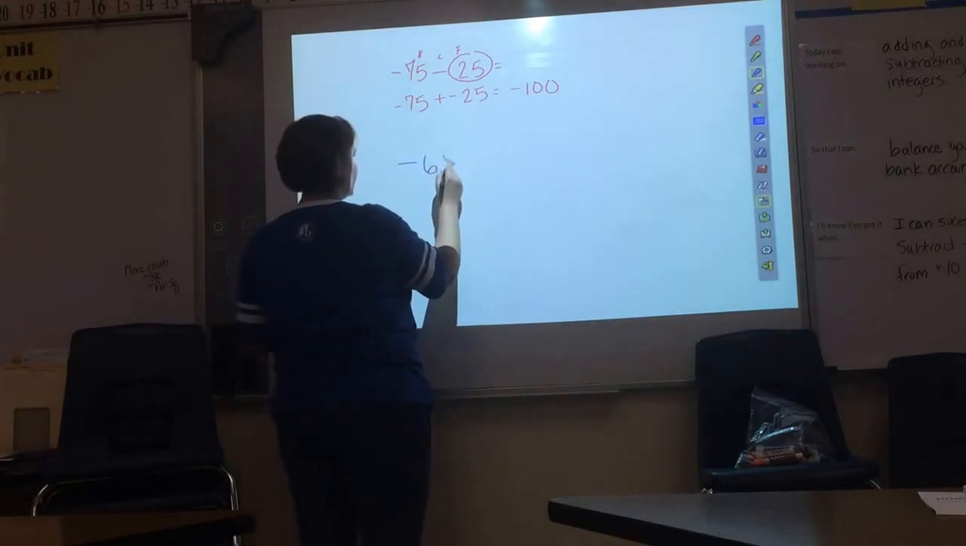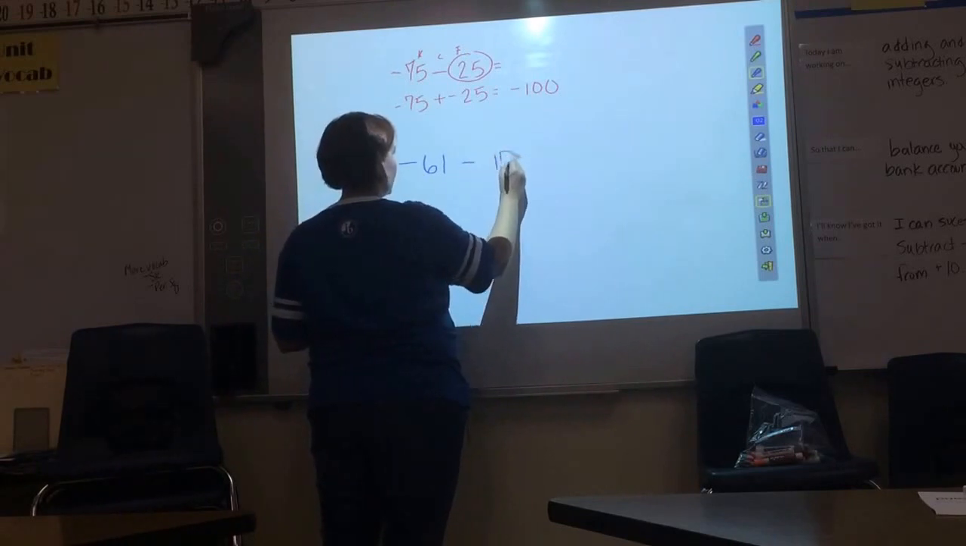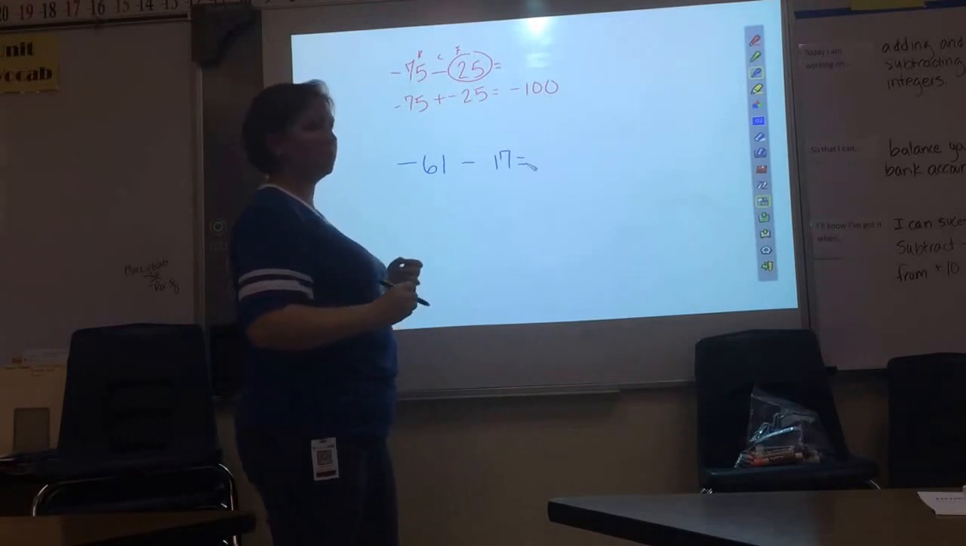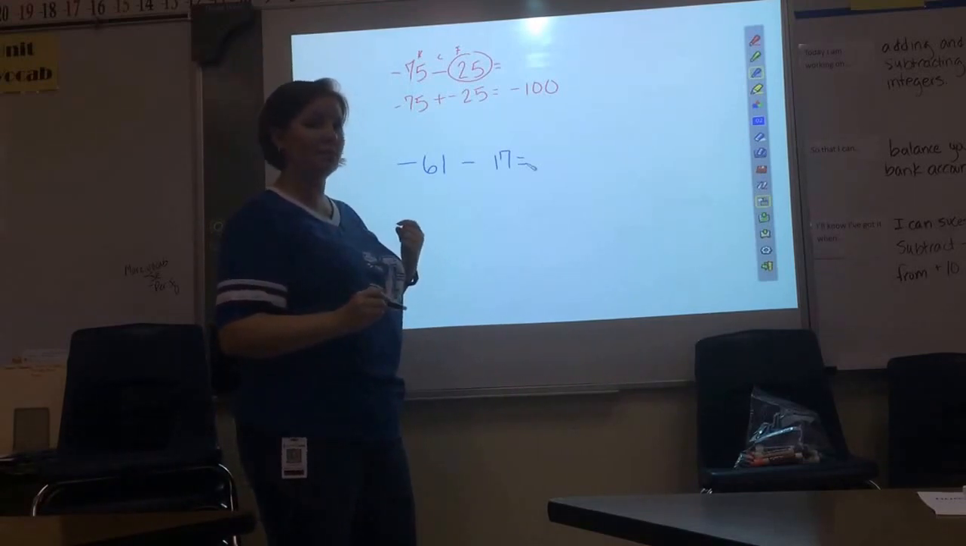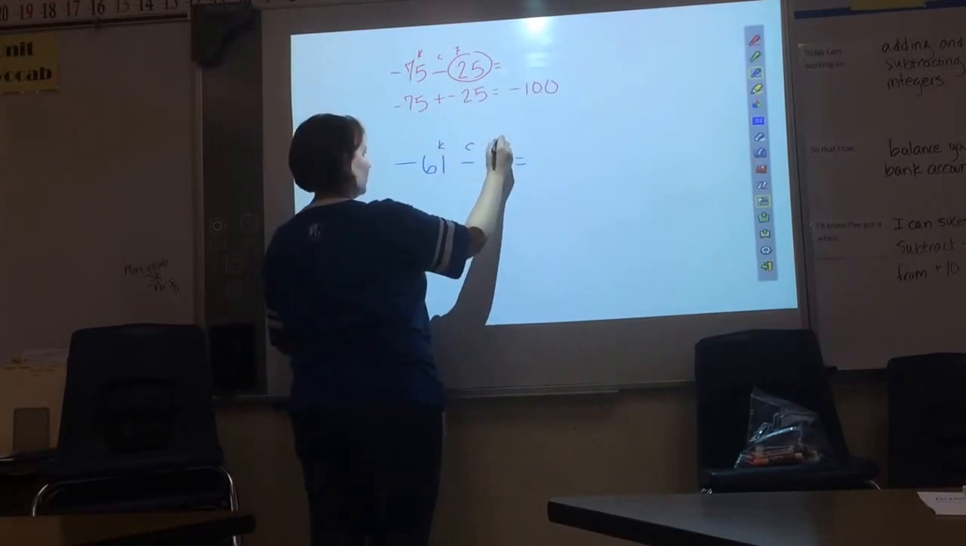Let's try one more. Negative 61 minus 17. At this point, I want you to pause the video and see what you get. And then unpause it and check your answer. All right, so I'm going to keep, change, flip.